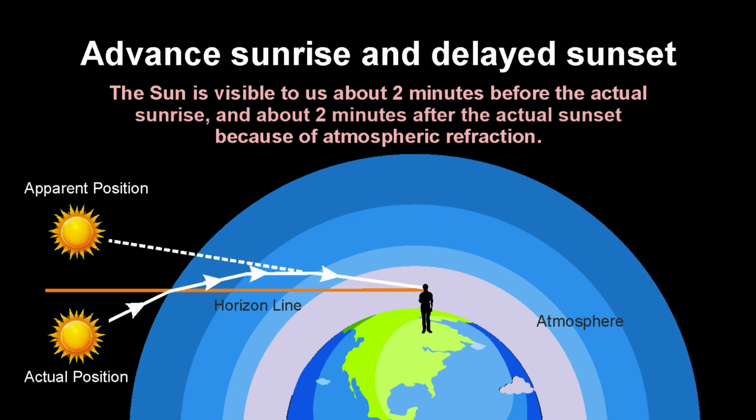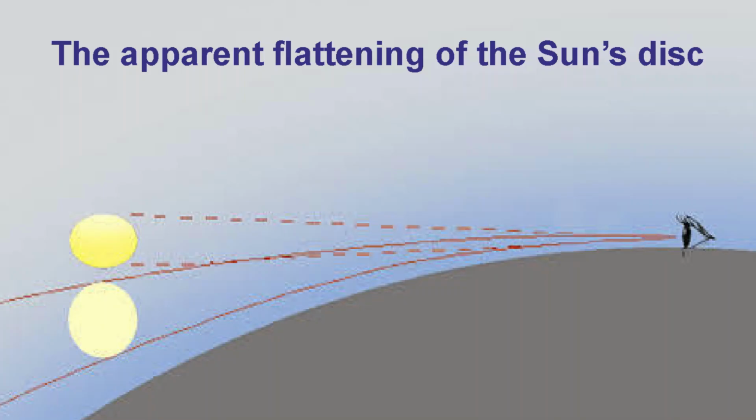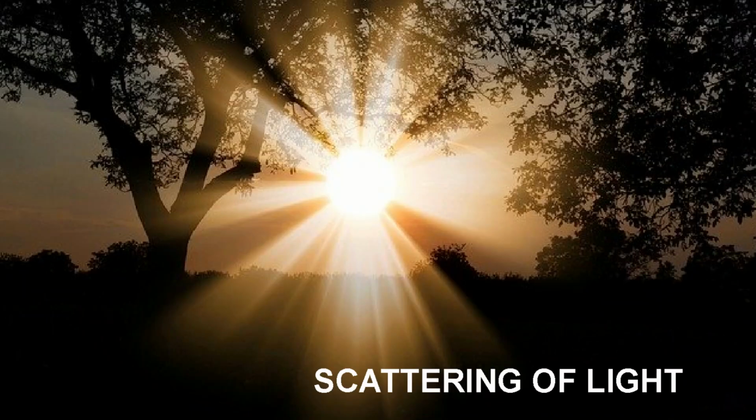Advanced sunrise and delayed sunset. The sun is visible to us about 2 minutes before the actual sunrise and about 2 minutes after the actual sunset because of atmospheric refraction. By actual sunrise, we mean the actual crossing of the horizon by the sun. The time difference between actual sunset and the apparent sunset is about 2 minutes. The apparent flattening of the sun's disk at sunrise and sunset is also due to the same phenomenon, meaning due to atmospheric refraction.